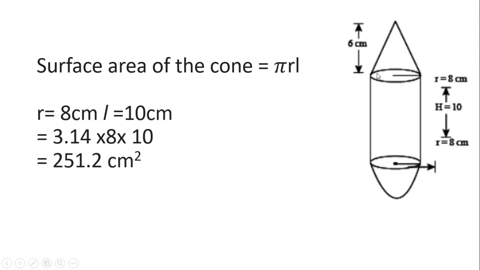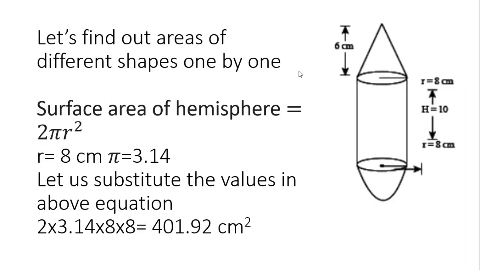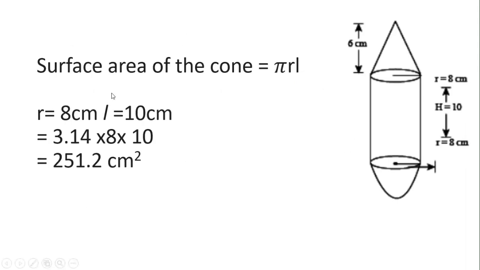Now we need to find the surface area of the cone. The surface area of the cone is pi r l. The L value we have found by using the height and the radius of the cone: the slant height is 10 centimeters. So we substitute those values, pi into r into l, and we get 251.2 square centimeters.